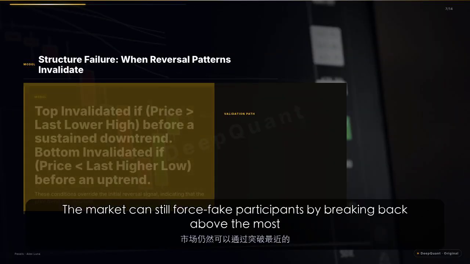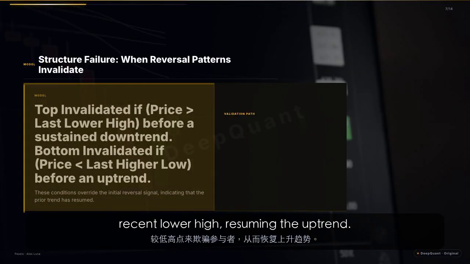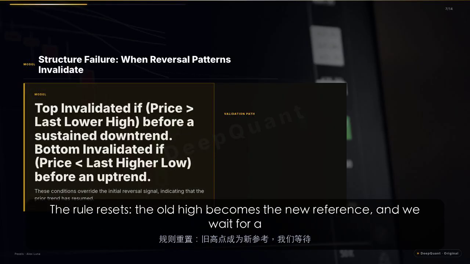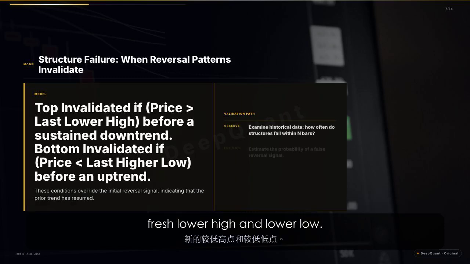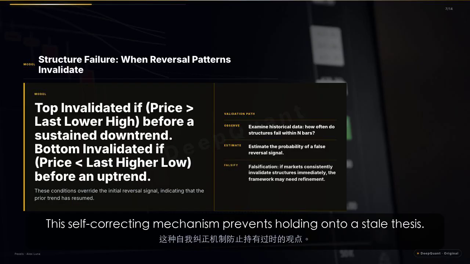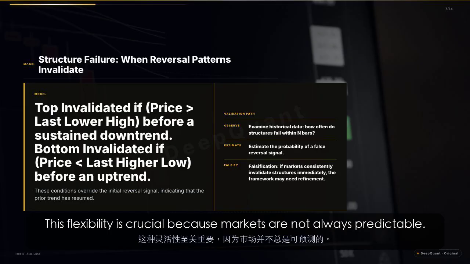The market can still fake out participants by breaking back above the most recent lower high, resuming the uptrend. When that happens, the top structure is invalidated. The rule resets, the old high becomes the new reference, and we wait for a fresh lower high and lower low. Similarly, a bottom structure fails if price drops below the most recent higher low. This self-correcting mechanism prevents holding onto a stale thesis. It's a dynamic system. Respect the structure until the market proves it wrong, then pivot. This flexibility is crucial because markets are not always predictable.